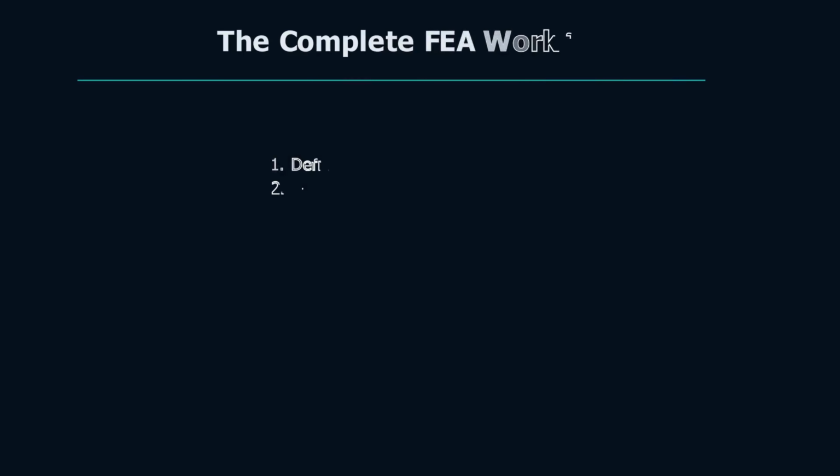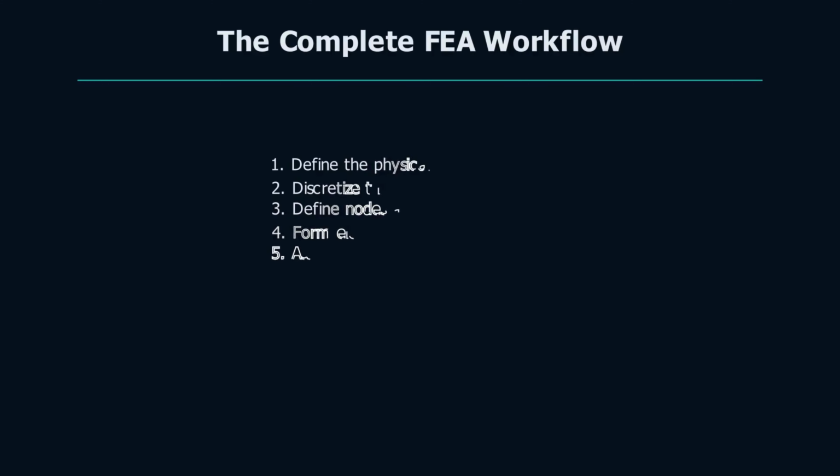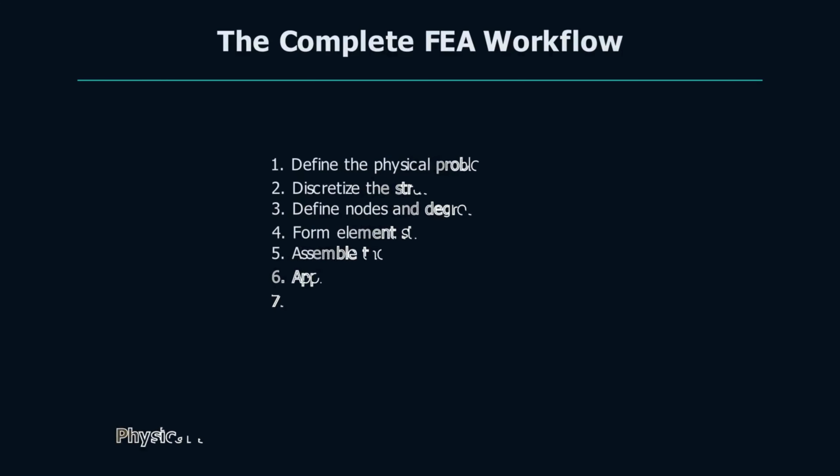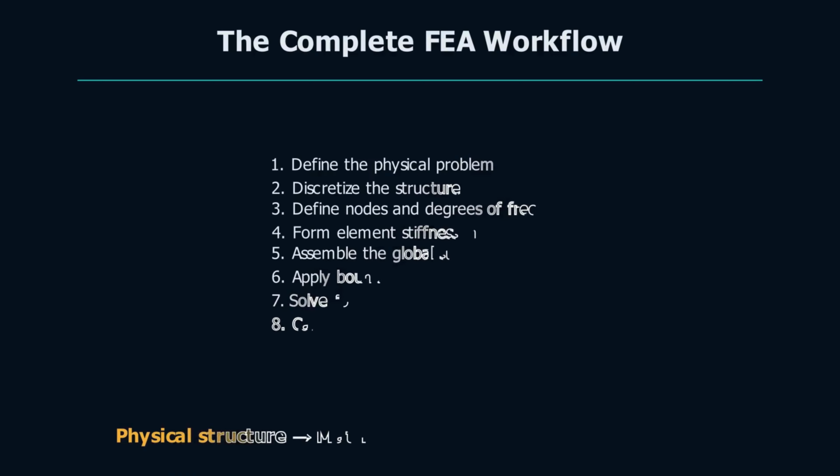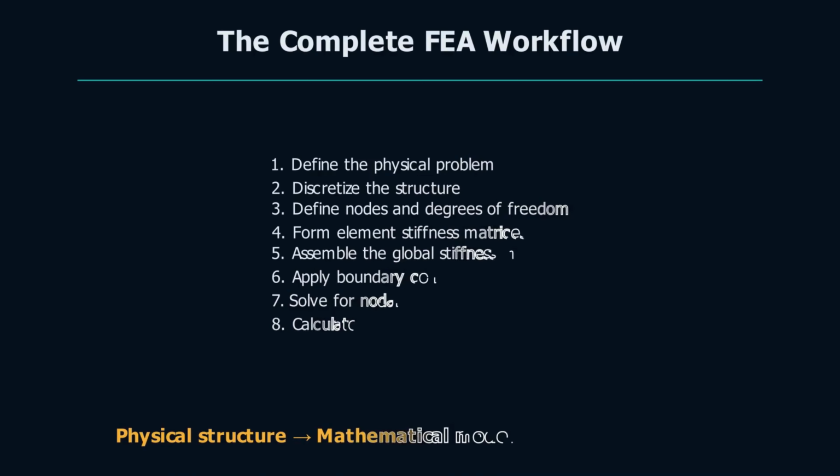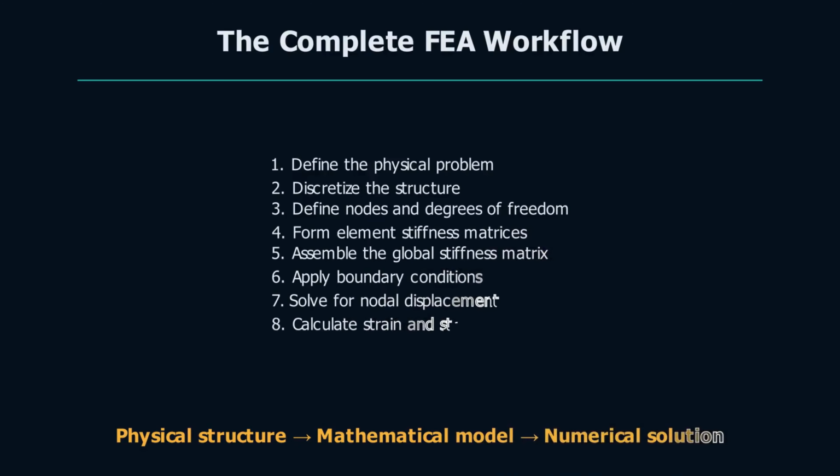Let's summarize the entire process. We started with a physical structure. We divided it into finite elements, defined the nodal degrees of freedom, formed element stiffness matrices, and assembled them into one global matrix. After applying the support condition, we solved for displacement, and then calculated strain and stress.